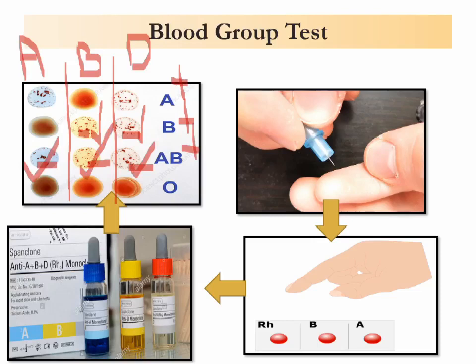For the last person, there is no agglutination in any drop. Here it's clear, clear, and clear, so this person is O negative. There are no antigens expressed on the surface of the red blood cells.